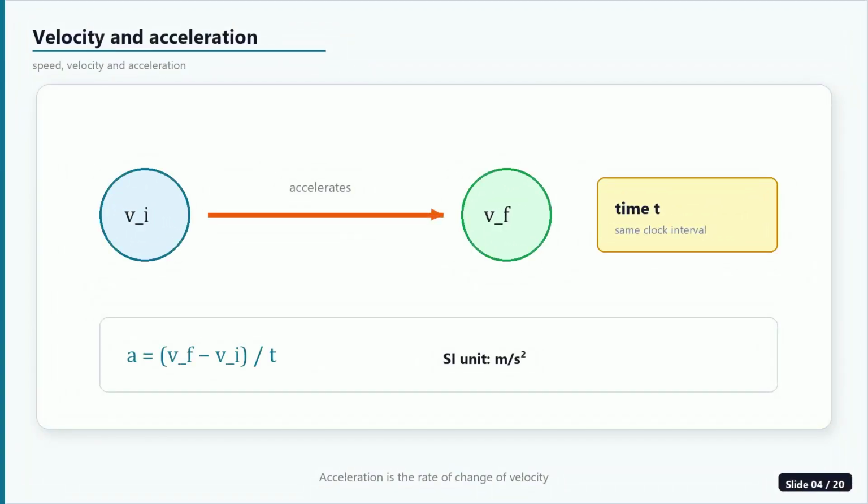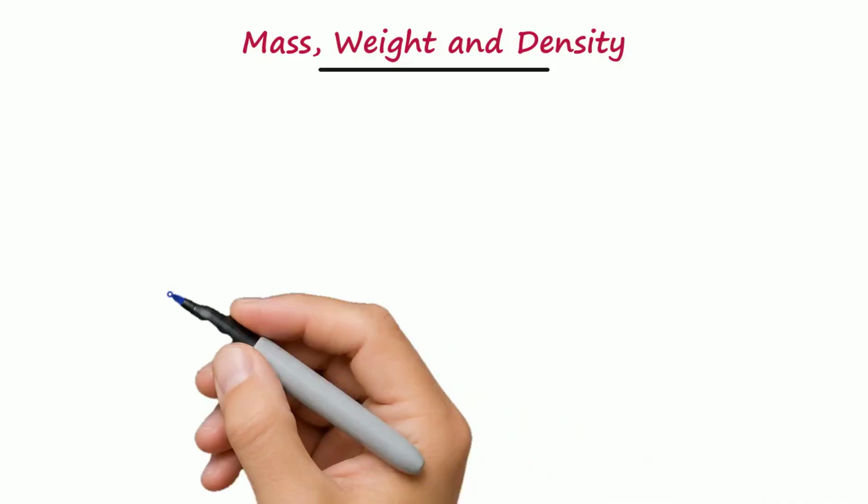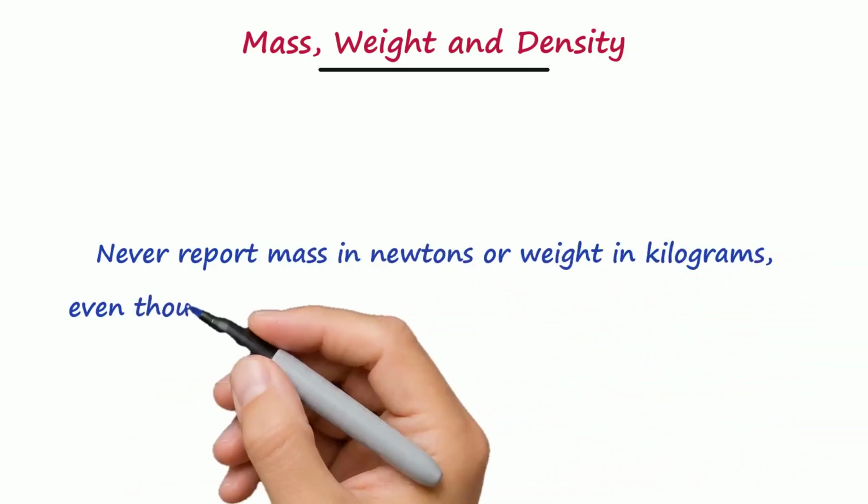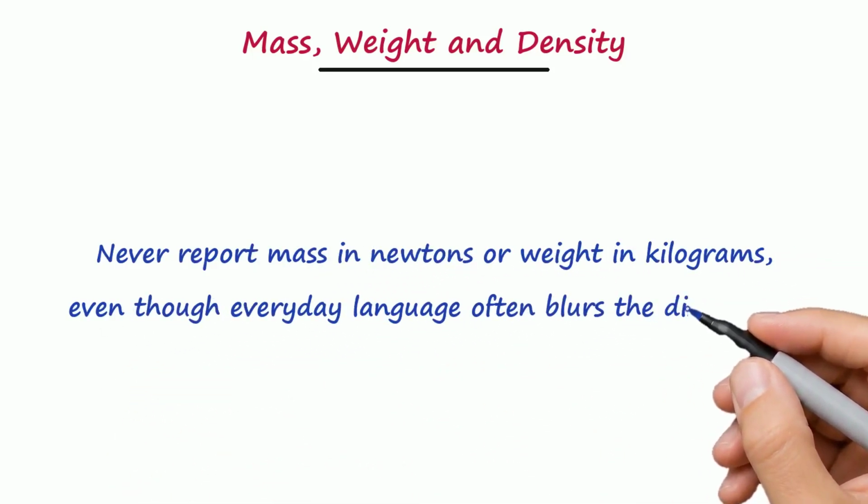See how the arrow for velocity can change length or direction. Acceleration is that rate of change, so you can accelerate even while slowing down, or while turning at constant speed. Never report mass in newtons or weight in kilograms, even though everyday language often blurs the distinction.